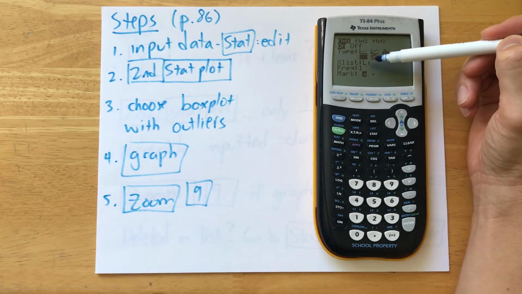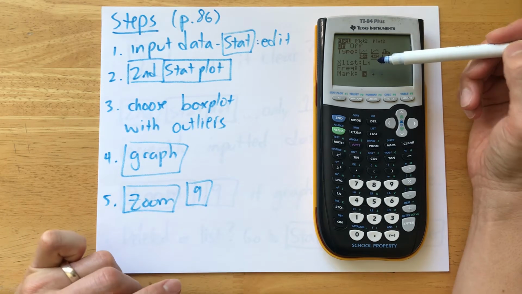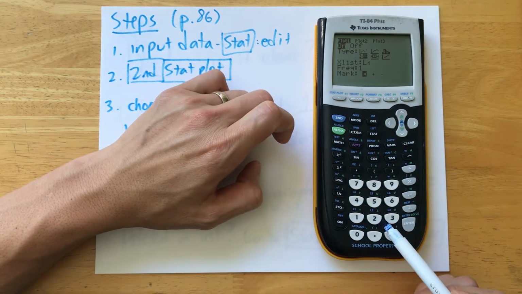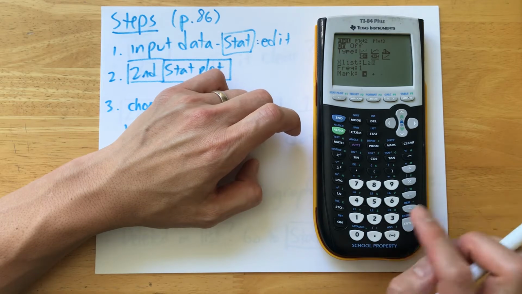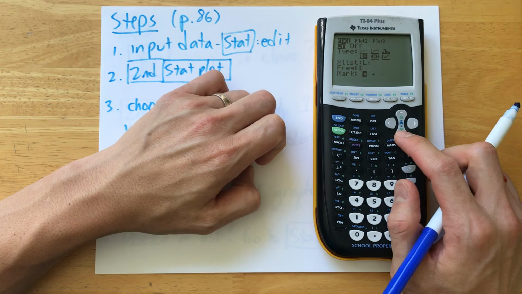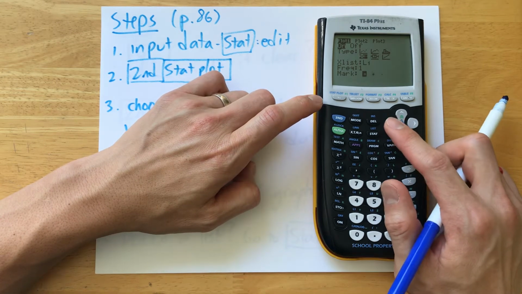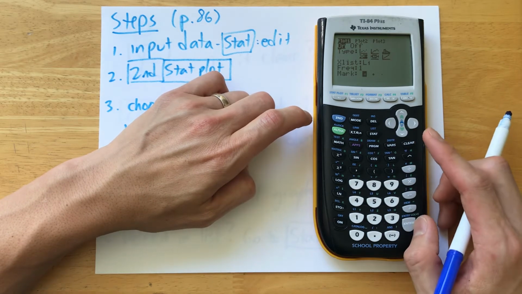I inputted my values into L1. If you didn't put in L1, you did L2, then make sure you put L2. The way you type on here, you would hit second, and then right above the 2 is the L2, so you could change that to L2. But I'm L1, so I'm going to leave it as that. Frequency, just leave it as 1. And then the mark, this is the mark for your outliers. You choose whichever mark you want. I'm fine with the default.